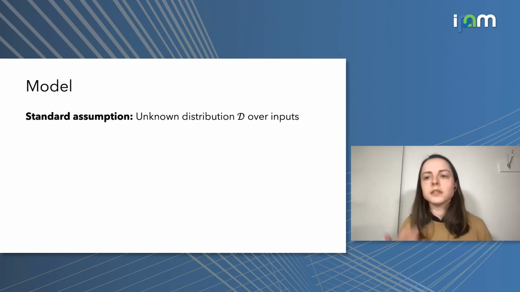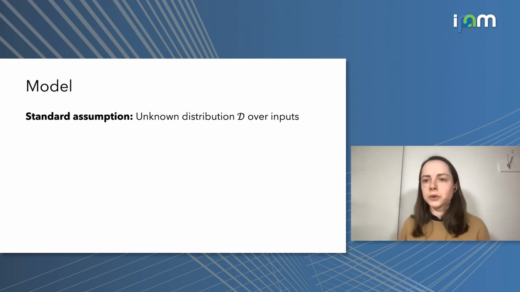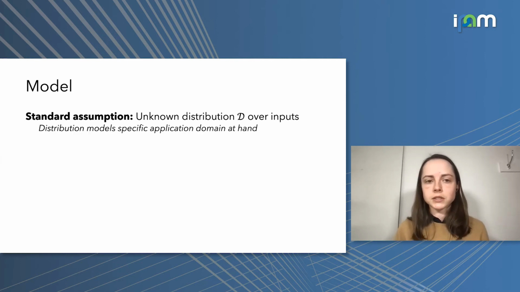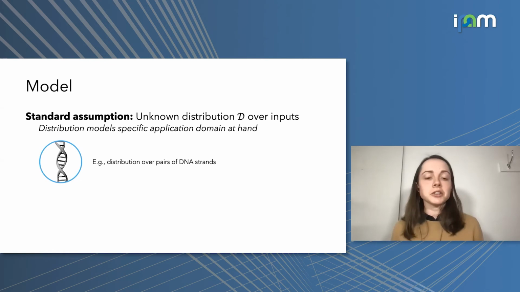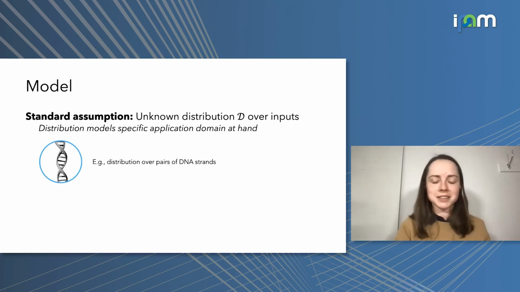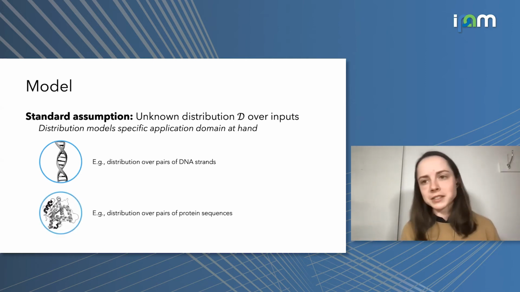So to model the application domain, we're going to make the standard assumption that's been made for decades in this algorithm configuration literature, which is that there's some unknown application-specific distribution over the algorithm's inputs. And this distribution is meant to model the specific application domain at hand. So in the sequence alignment example, it could be a distribution over the pairs of DNA strands a biolab has to align day after day. Or it could be a distribution over pairs of protein sequences.